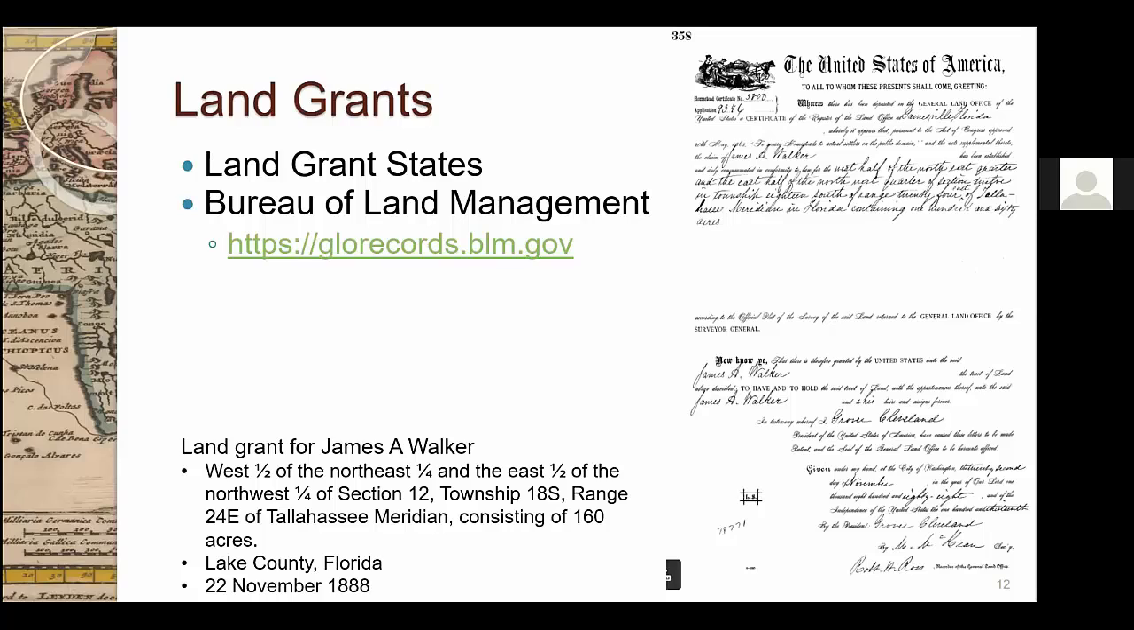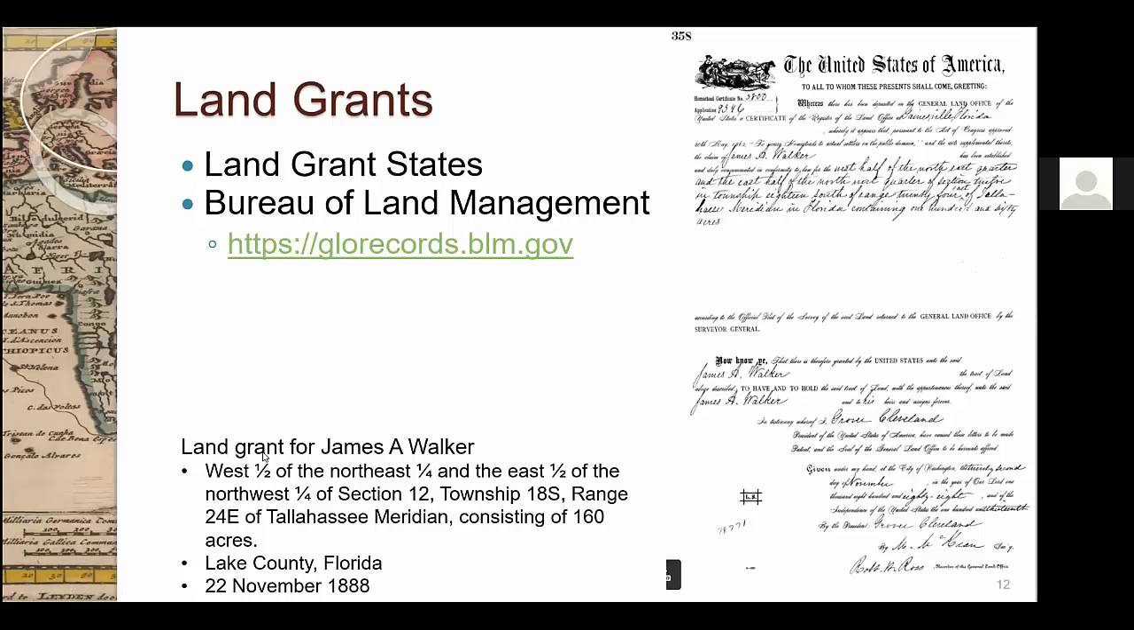Another thing I like using my maps for is to look at the land grants. And you may know that the Bureau of Land Management's glorecords.blm.gov website has these historic images of the land grants that were issued by the U.S. government. And the great thing is these land grants provide information about where that land was.